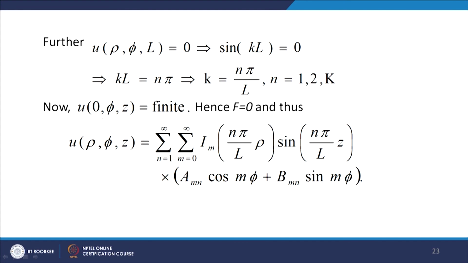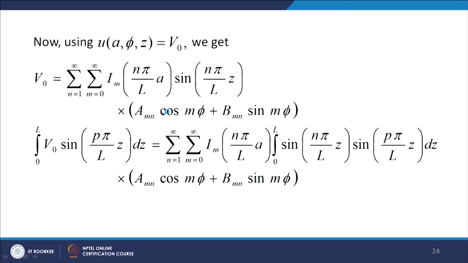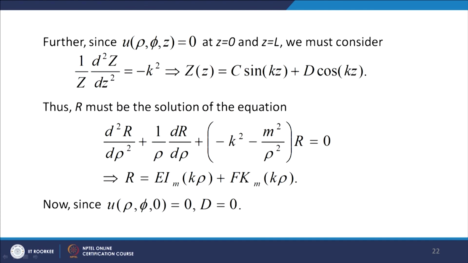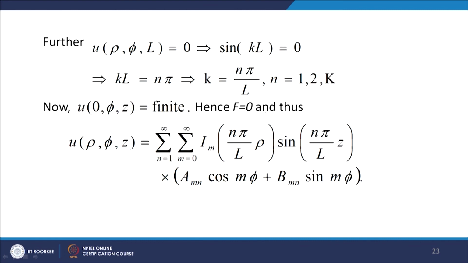Now, u 0 phi z is equal to finite. So, u 0 finite means the region includes r equal to 0, and when the region includes r equal to 0, we have to consider this constant f equal to 0. So, f is 0, and therefore, u rho phi z becomes sigma n equal to 1 to infinity, m varies from 0 to infinity, I m n pi over l rho sin n pi over l z a m n cos m phi plus b m n sin m phi.